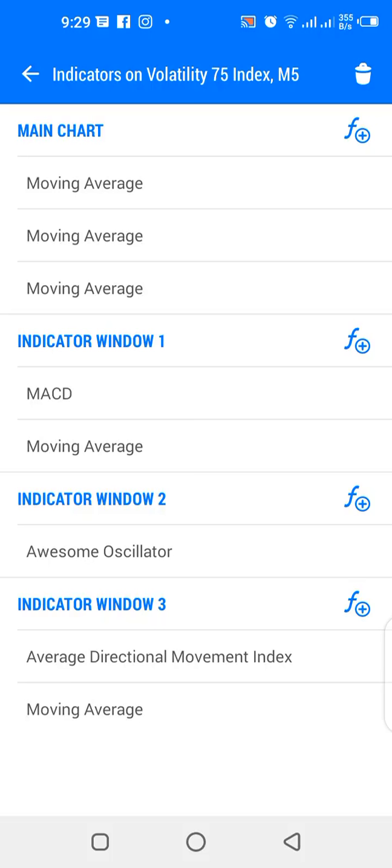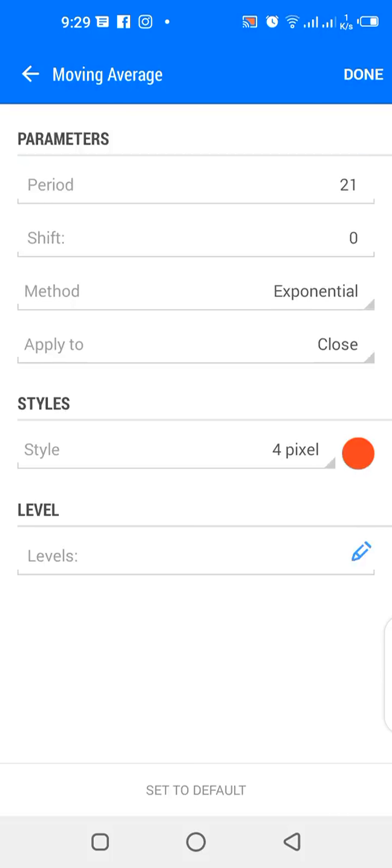Okay, we have the main chart. We have 3 moving averages. We have a 21 period, shift is 0, method is exponential, apply to close, color is red. The second moving average is 23 period, exponential, apply to close, color is navy blue. Then a 22 period, exponential, close, color is purple.